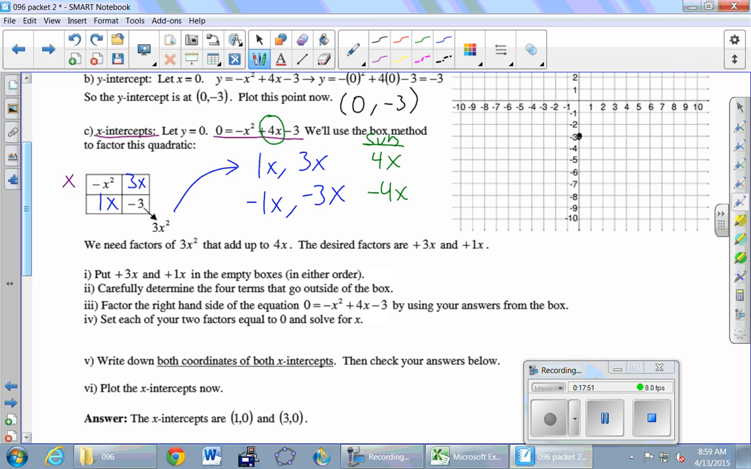And then I would look right up here, and I would say, okay, I know that this guy times that guy is supposed to be -x². So what does it have to be? -x on top. And then I know that this guy times this guy is supposed to be the 3x. So what has to go right up here? Positive 3.